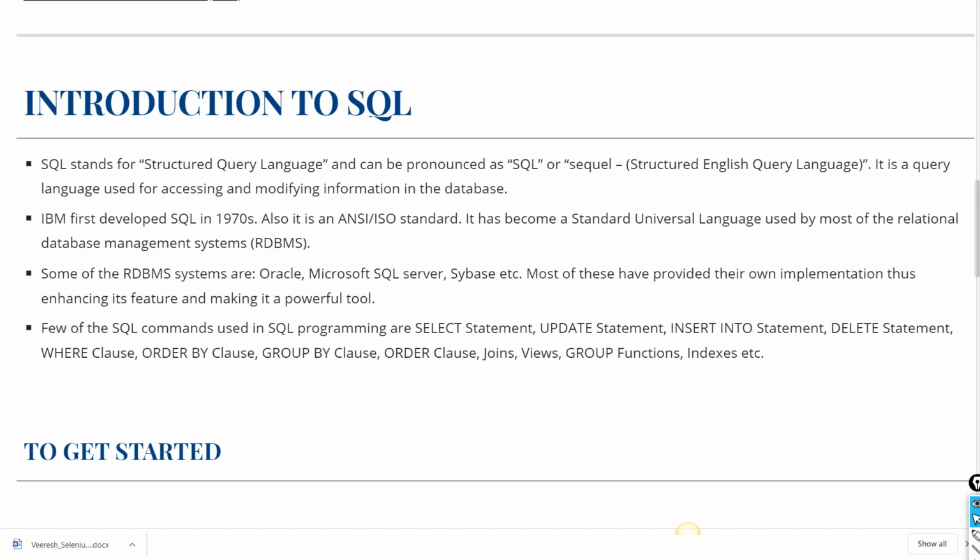It's a query language used to access and modify information in the database. So what is a database? A database is a place where we store our information. For example, if you are a student, you will have USN, name, and percentage, 10th percentage, PUC percentage. These are the data that we'll be collecting, and it will be in the form of a table. We'll make it in a table format. It's a place where we store our data. Whatever data we have, we store it in some place called a database.